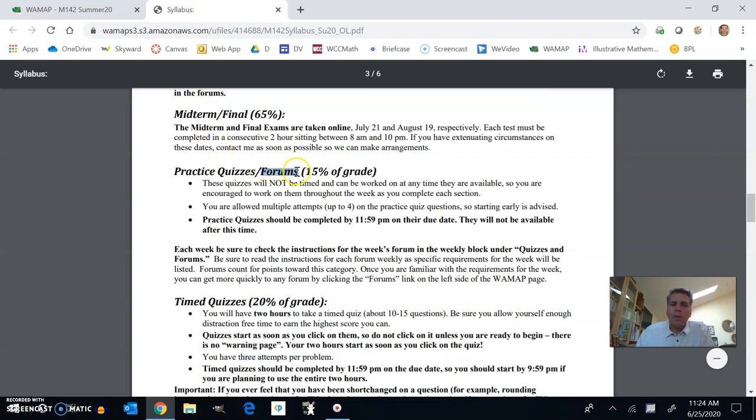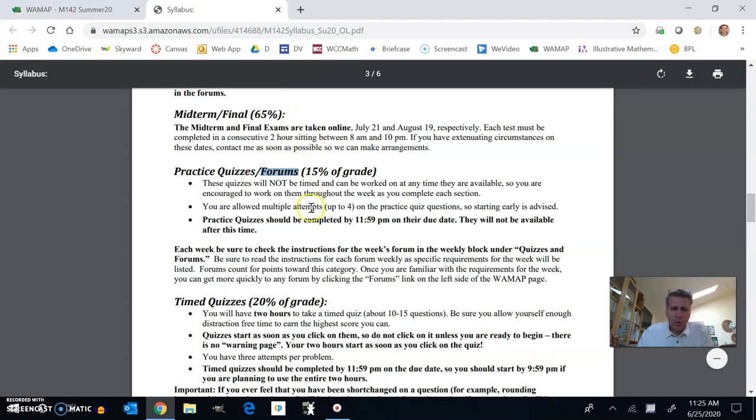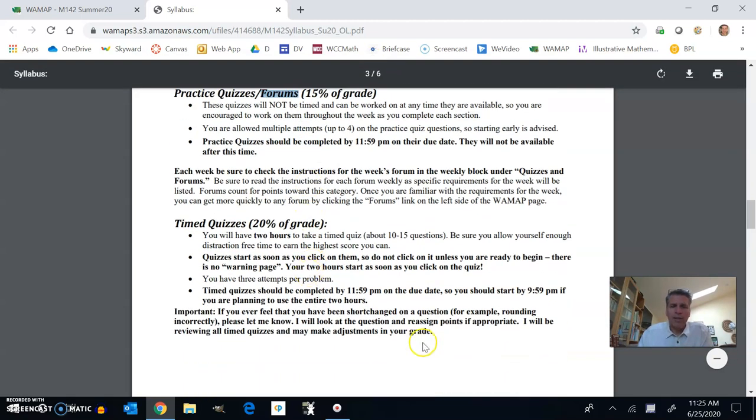Additionally, forums. We have forums every week, and I'm going to ask you to post a response to a prompt that I write. Your posts are due by Fridays, and then you'll have to reply to at least one other student's post as well, and I want those replies by the next Tuesday. Okay, that's basically the structure of the class.